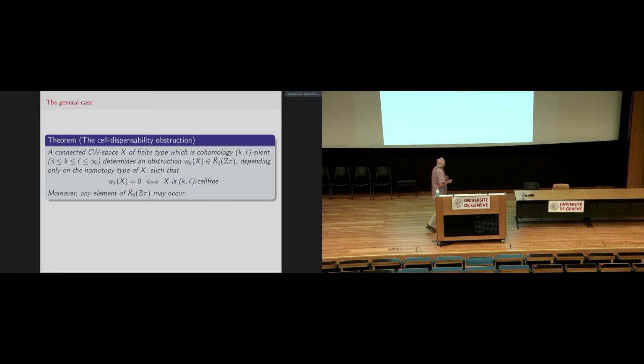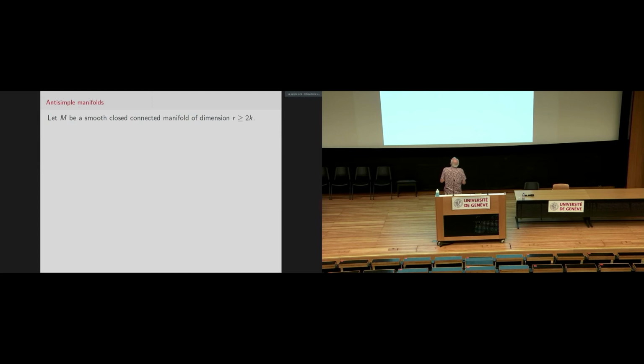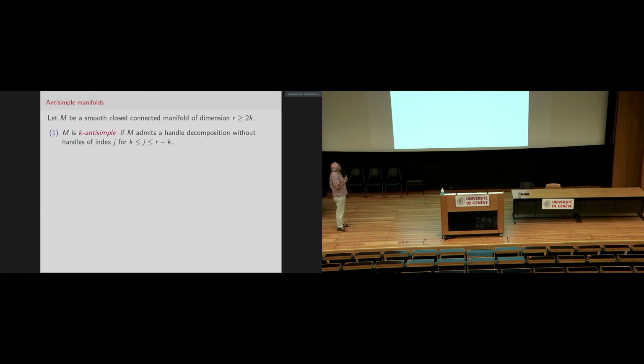So let's go now to the manifold case. So I take a smooth closed manifold. Closed means compact without boundary. And M is called k anti-simple if it admits a handle decomposition without handles of dimension between k and n minus k. And we can take the same cohomology: k anti-simple if it is k, n minus k silent.